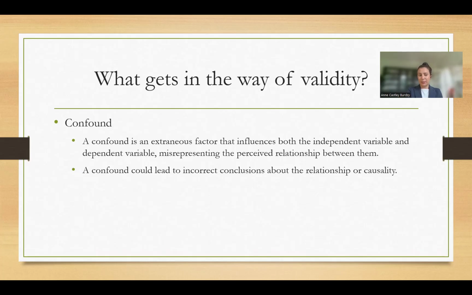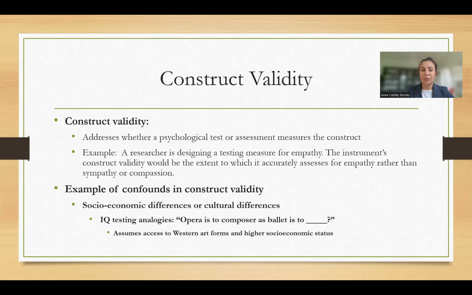There's a lot of different types of confounds, and that's what makes validity so fun to talk about, because as researchers and as people who practice psychology or psychiatry or are therapists, it's important to understand those confounds and how they impact the data that we are looking at. So let's begin with construct validity. So that was the first one on that chart.